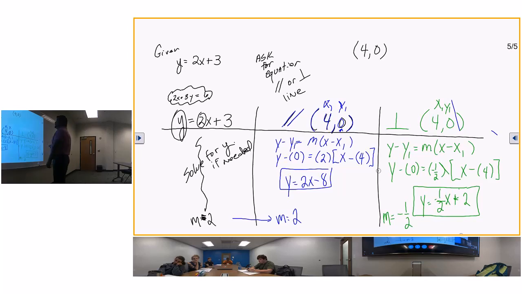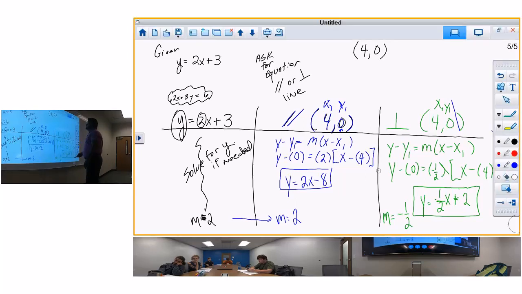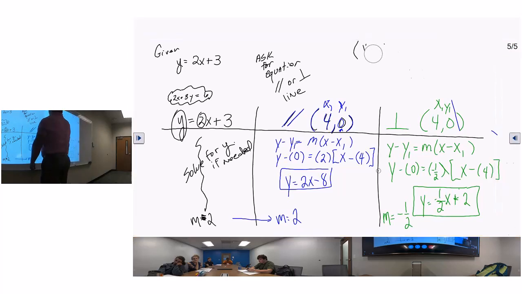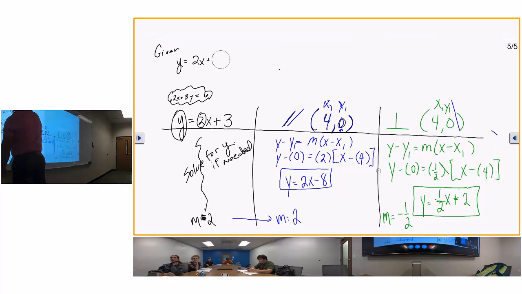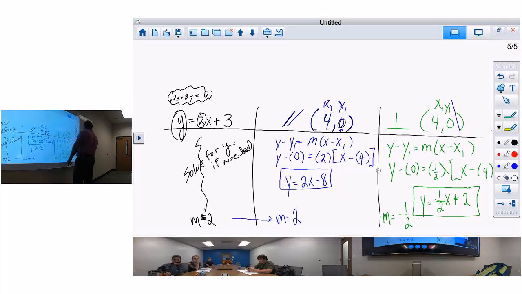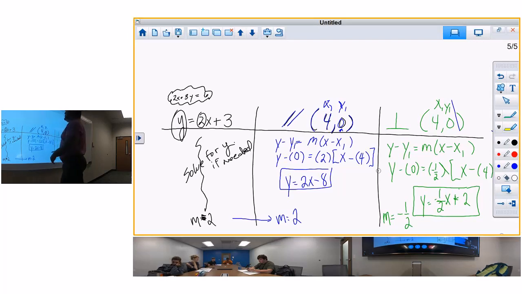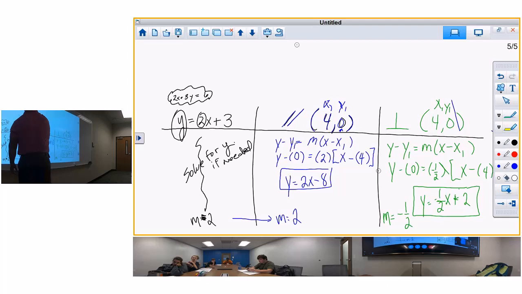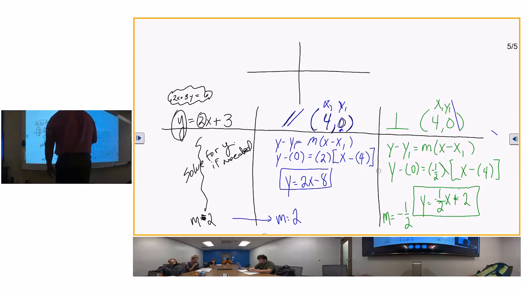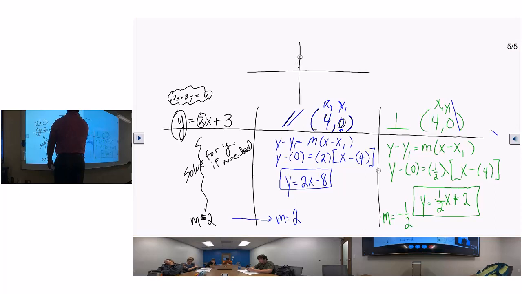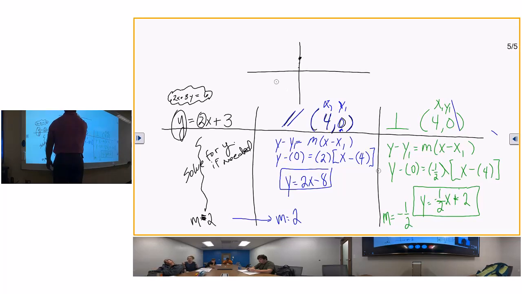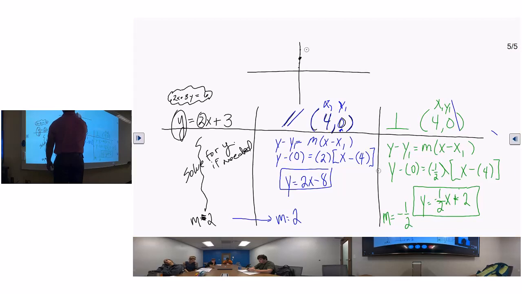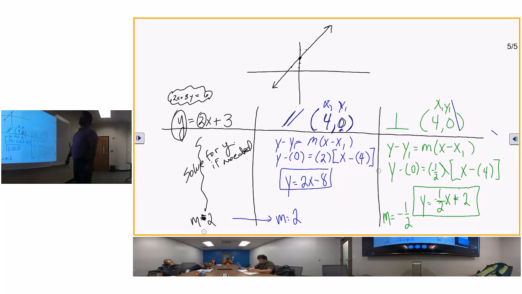So what I'm going to do now is erase this stuff up here, and we're going to draw these lines. You don't have to worry about graphing them. I'm just going to show you what we actually found. So y is equal to 2x plus 3. That's going to be 1, 2, 3. That's the y-intercept. And then it's going to be a line 2 up, 1 over, 2 down, 1 over. So there's the black line. Everybody with me? So that's y is equal to 2x plus 3.